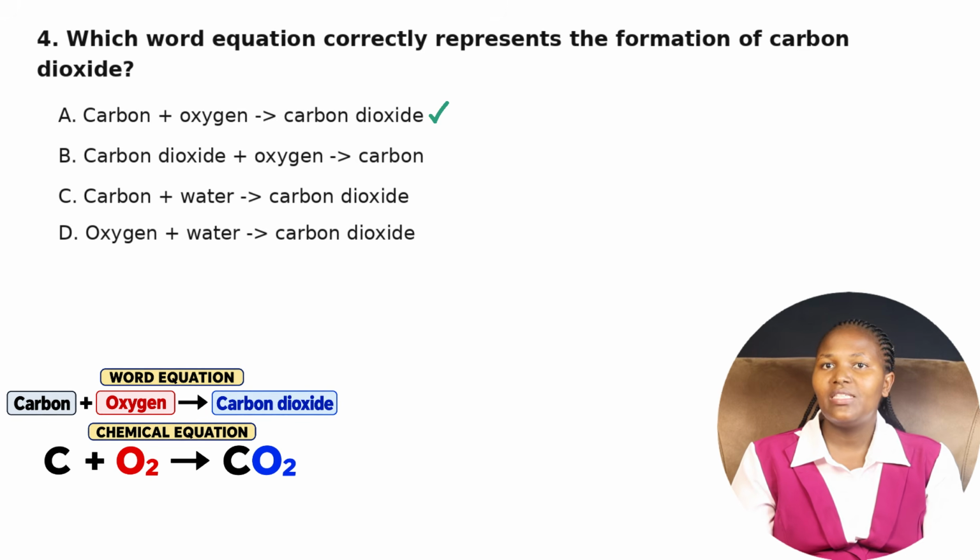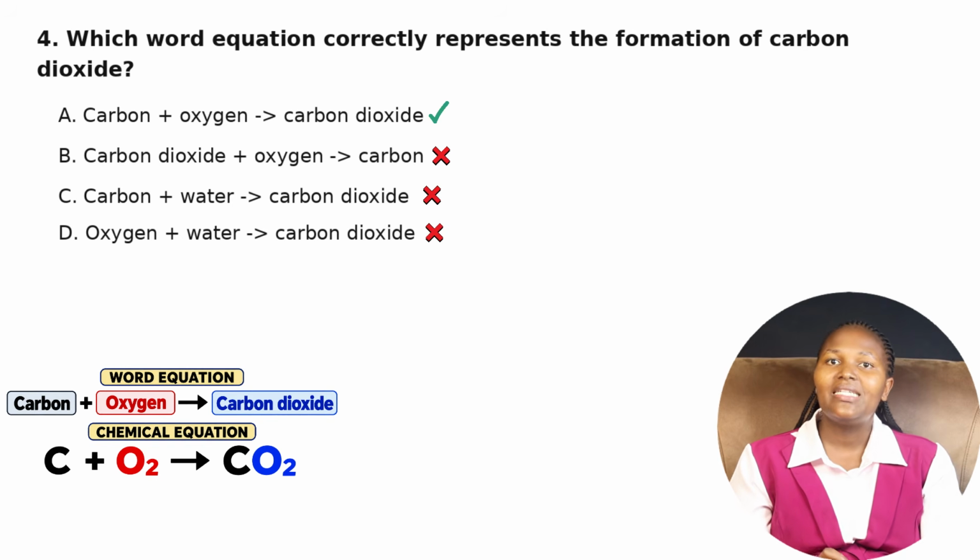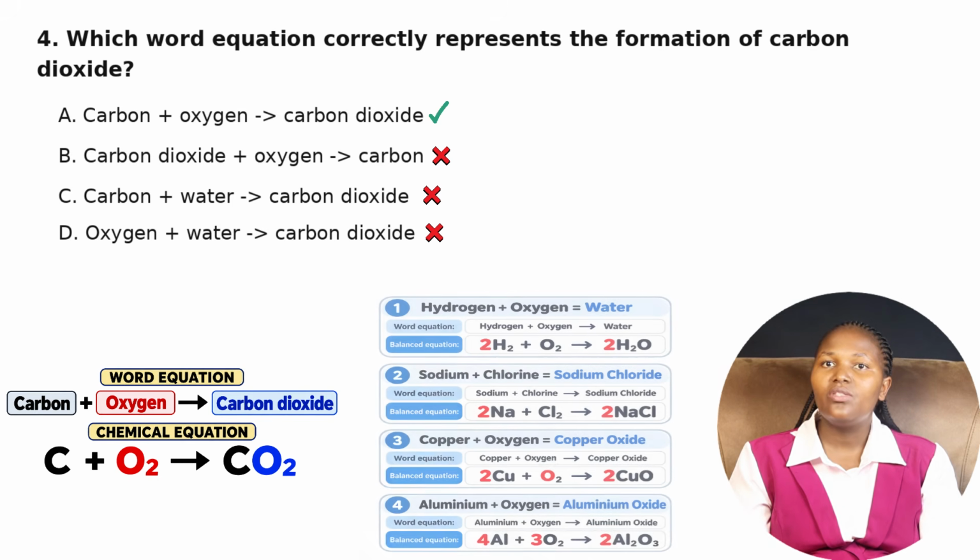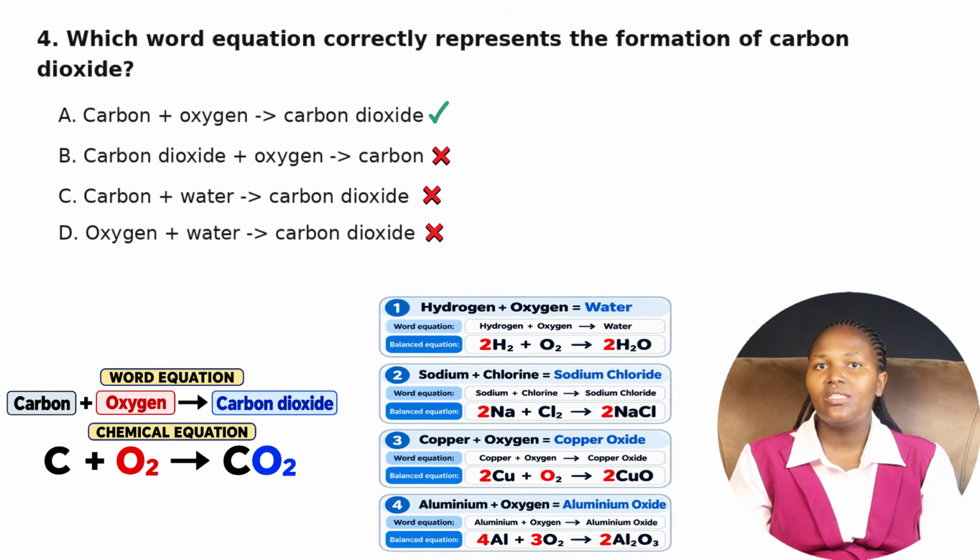So option B reverses the reaction, while options C and D introduce water, even though water is not one of the reactants needed in this simple word equation. Other examples that you may encounter in your exam include hydrogen plus oxygen forming water, sodium plus chlorine forming sodium chloride, copper plus oxygen forming copper oxide, and aluminium plus oxygen forming aluminium oxide. These are some of the simple equations you should know.